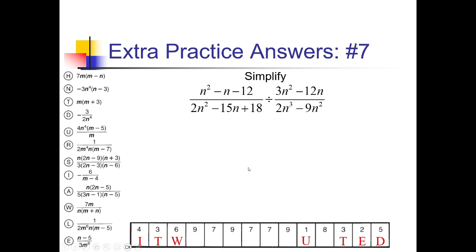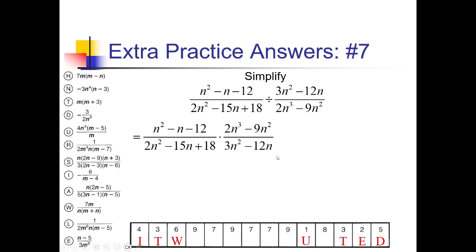All right, here we go with lucky number 7, or maybe not so lucky. This one's kind of a mess from start to finish. But let's start by flipping that second fraction and using multiplication instead of division. And now for some factoring.